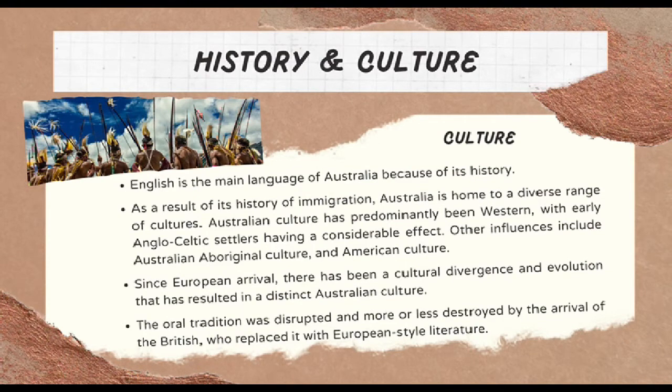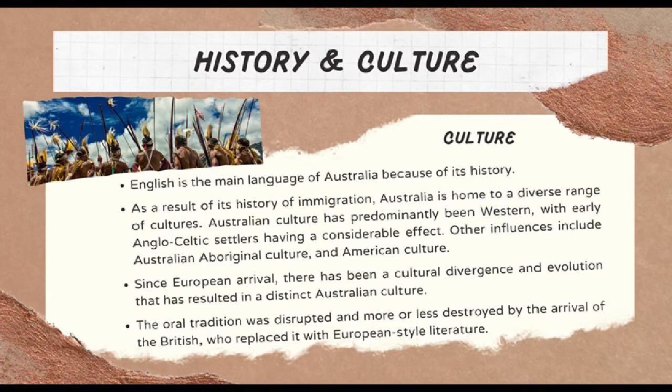For culture in Australia, English is the main language because of its history. The history of immigration made Australia a home to a diverse range of cultures. Since 1788, Australian culture has predominantly been Western, with early Anglo-Celtic settlers having a considerable effect. Other influences include Australian Aboriginal culture, customs introduced to the nation by waves of immigration from all over the world, and American culture.